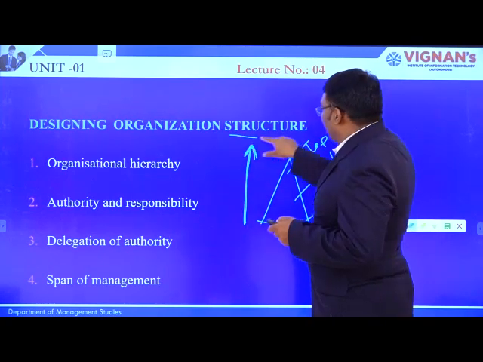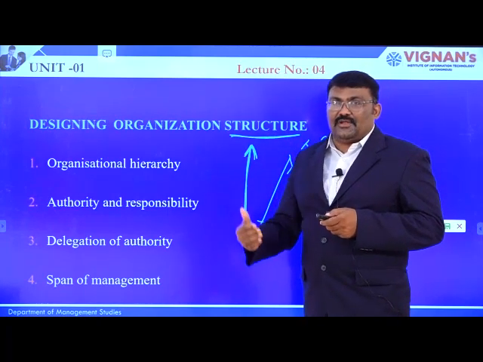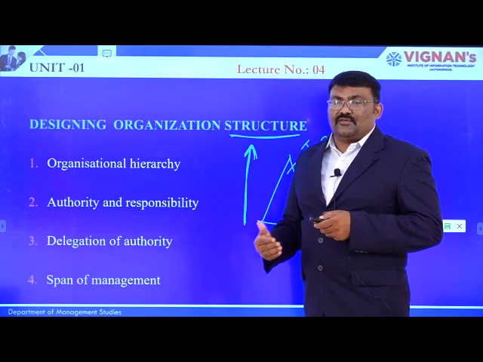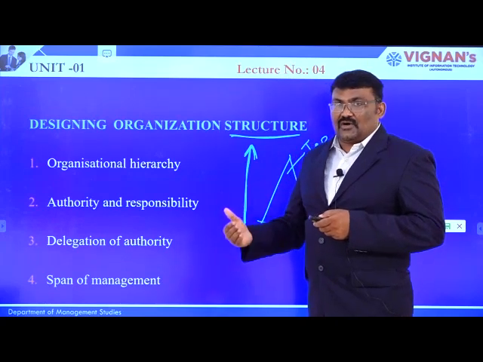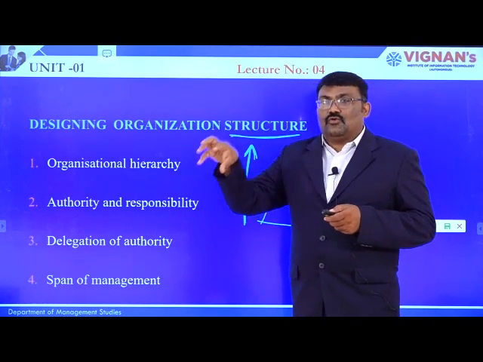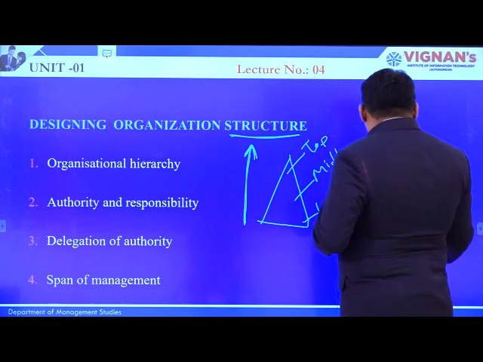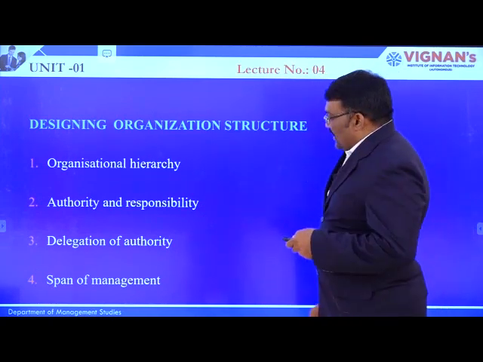That means the structure would have had some error, or the structure would not have been a better structure in terms of organization as such. That is why we need to understand how and to whom to delegate the authority. And coming to the final one, that is the span of management.